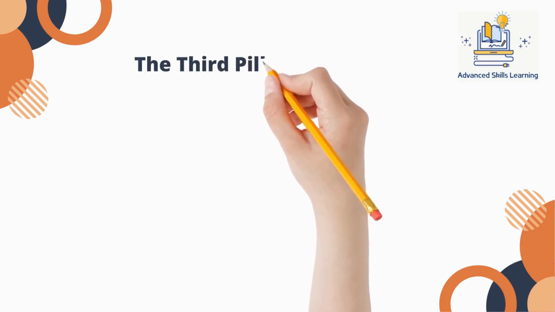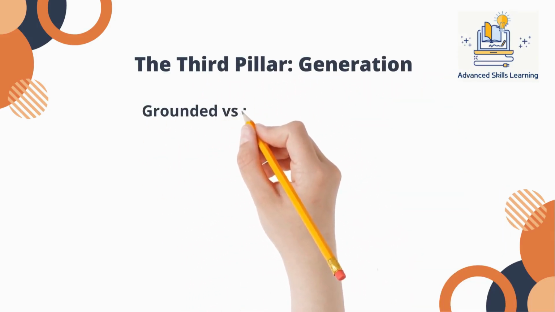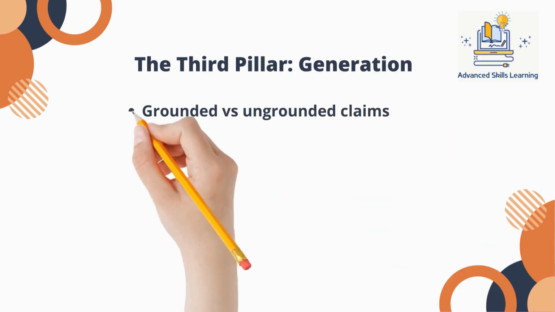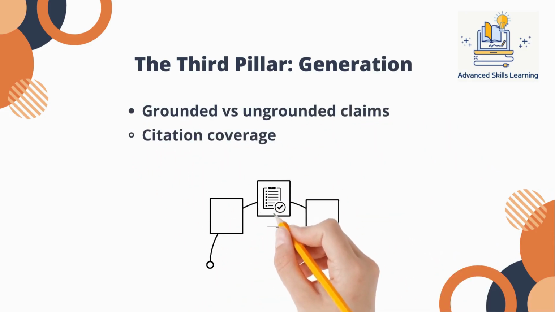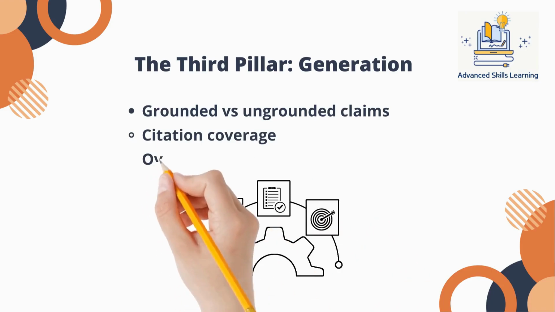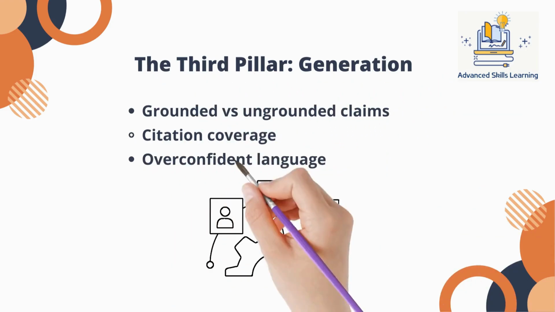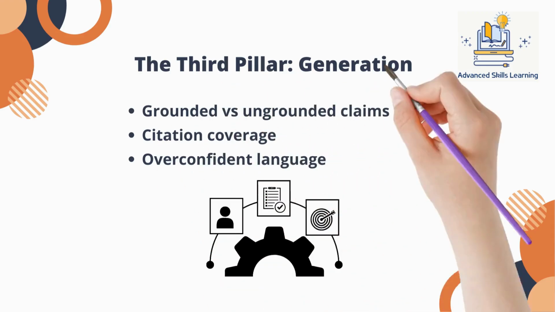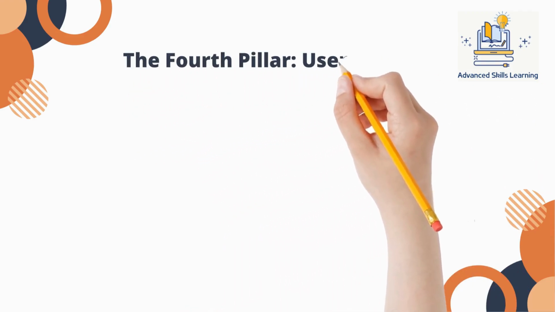The third observability pillar, generation. Is the answer actually grounded in retrieved sources? Are key claims supported, cited, or merely inferred? Is the model hedging appropriately, or sounding overconfident when it shouldn't? Confident wrong answers do more damage to trust than cautious incomplete ones. Grounded answers stay constrained by context. Hallucinated answers fill gaps with confidence.